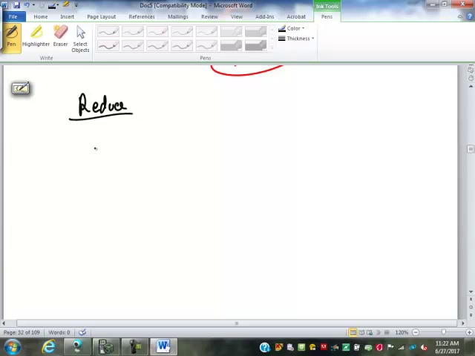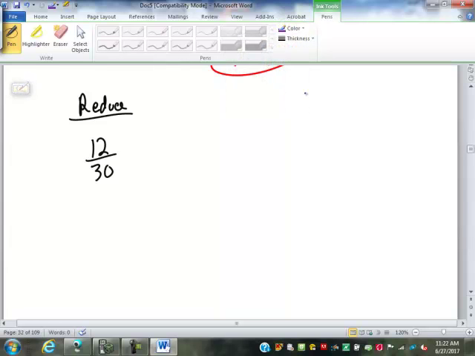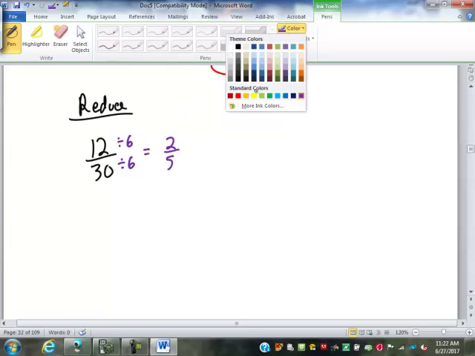You'll need to be able to reduce something like 12/30ths. How would I reduce that? They both divide by 6, giving me 2/5, right?